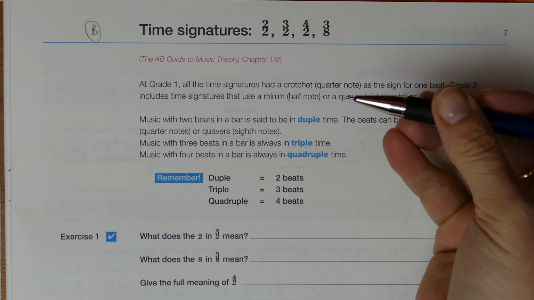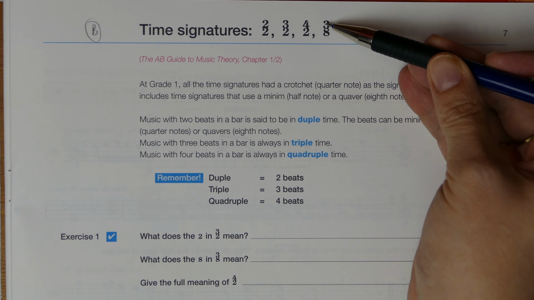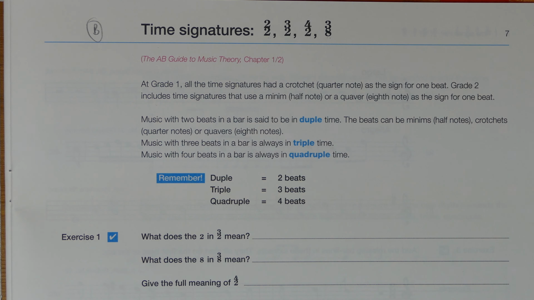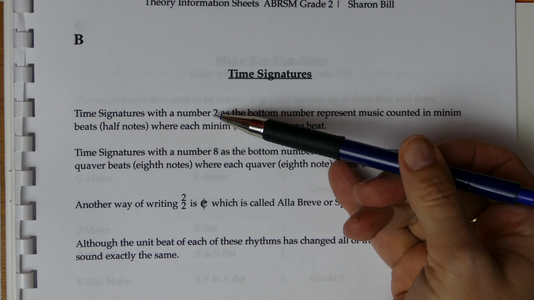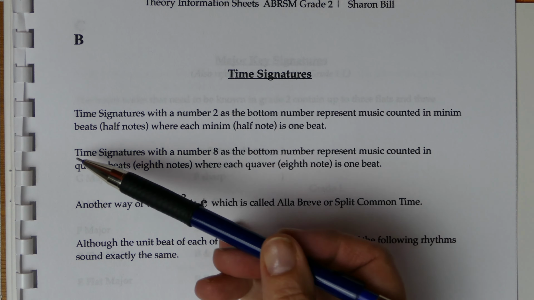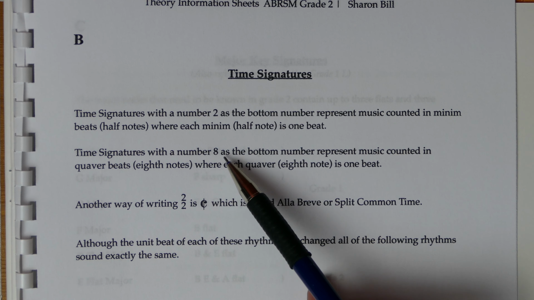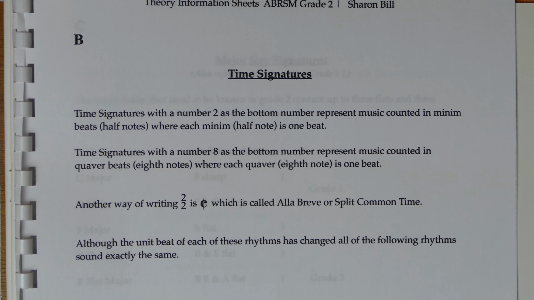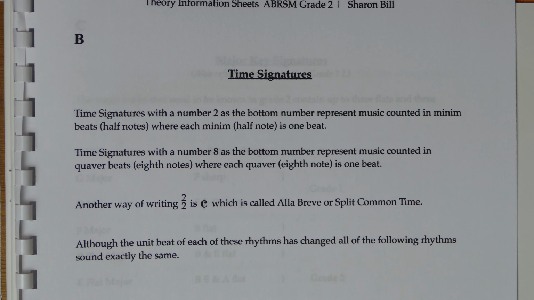Now you'll remember from your grade 1 section B that the top number tells you how many beats and the bottom number tells you what type of beat. And I've itemised for you what each of these bottom numbers refer to. So the bottom number 2 means that we're counting in minim or half notes. In the time signature where the bottom number is 8, we're counting in quaver beats or eighth notes. And of course we've dealt with 4 where the bottom number 4 represents crotchet beats or quarter notes. So that's itemised there for you.